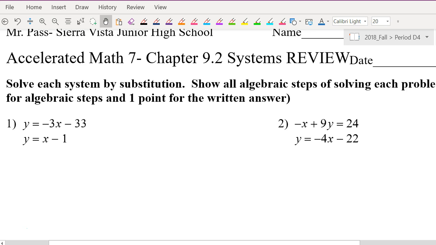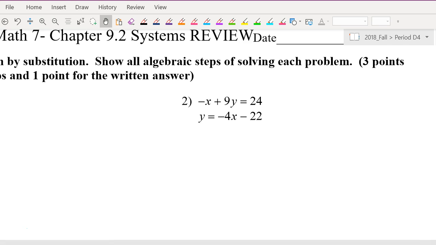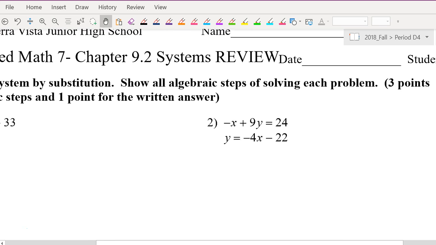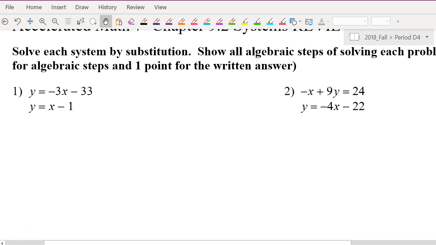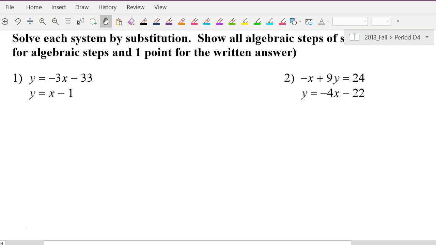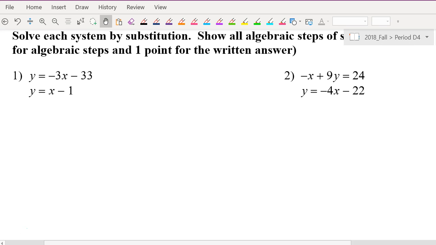Solve each system. Show all of your algebraic steps. 3 points for the steps and 1 point for the answer. So you don't want to just try to get the answer without the steps. That would be not so good. Now, when we learn substitution in math classes, usually the problems look like number 2. But since I know that you practice some in iExcel, I might have one that's like that, like number 1.